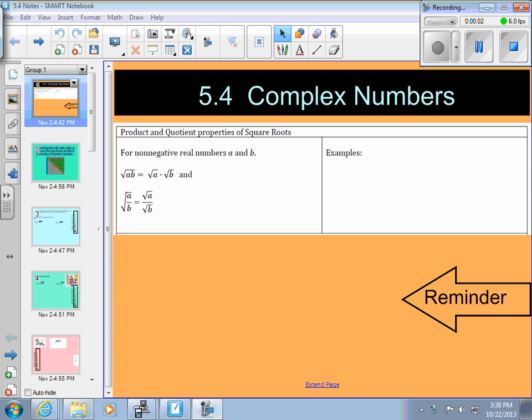Today we're going to start looking at complex numbers. This is kind of a bigger section, so we're going to split these notes up over 2 days. The first part we're going to be looking at today is stuff with square roots.